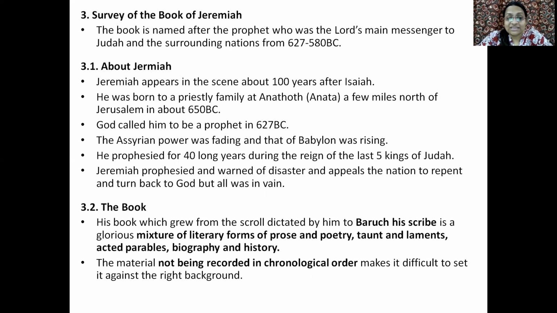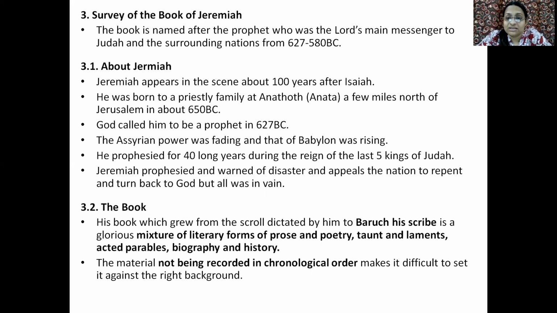So Jeremiah dictated his prophecies and everything to Baruch, who was his scribe, who wrote it down. So it is a glorious mixture. It is a wonderful mixture of literary forms of prose and poetry. Jeremiah uses a lot of poetry in his book. He uses taunts, he uses laments, he acted out the parables, he acted out his prophecies. He has biography in the book telling about himself, and then he has the story history. He also talks about the history. So there is a lot of different kinds of literary items in this book.